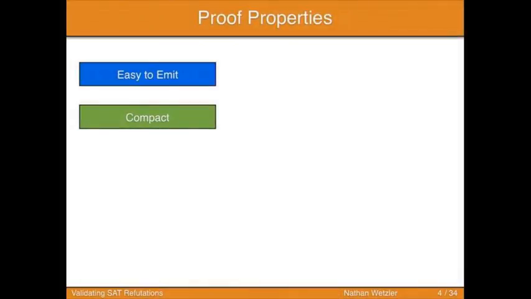The next thing is we think the proofs should be compact. So they shouldn't take up hundreds and hundreds of gigabytes or terabytes of space on the disk, and they should be able to fit in memory so that we can efficiently check them without having to go back and forth to disk.